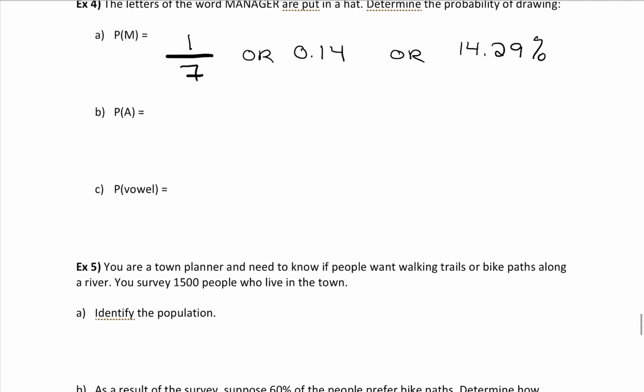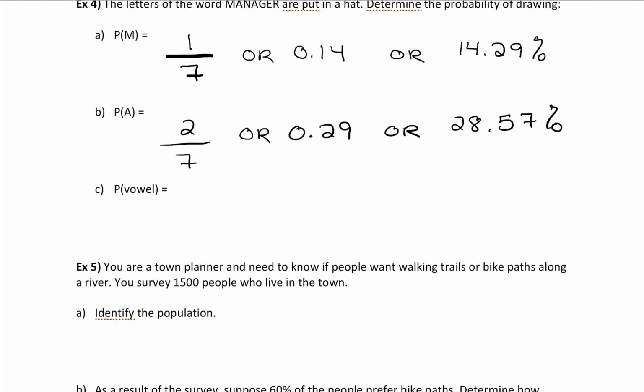Let's look at B, probability of A. So again, there's 7 letters. When you look at the word manager, there are 2 A's, so 2 out of 7. If you want to write this as a decimal, you're doing 2 divided by 7. You get 0.285, so on and so on. So we're going to round to 2 decimals, which is 0.29. Or 2 divided by 7 times 100, rounded to 2 decimals, is 28.57%.